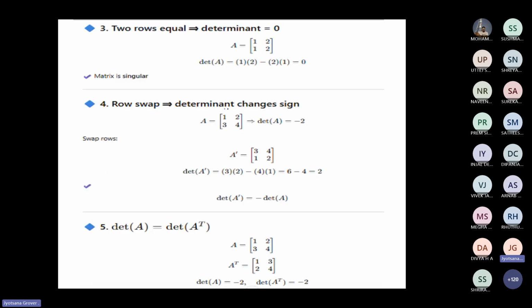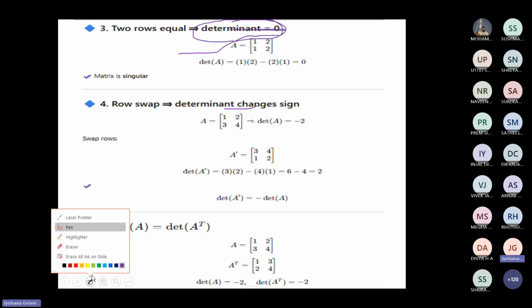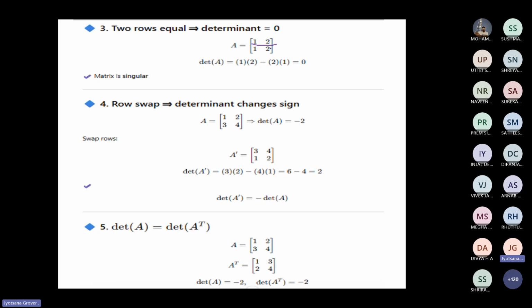Now, third property. Two rows equal means determinant is 0. Suppose two rows are equal here. How will you get 0? 1 into 2 minus 2 into 1 is 0. You apply row elementary operations. You say R2 becomes R2 minus R1. You agree or not? Then what will you get? 1, 2, 0, 0.